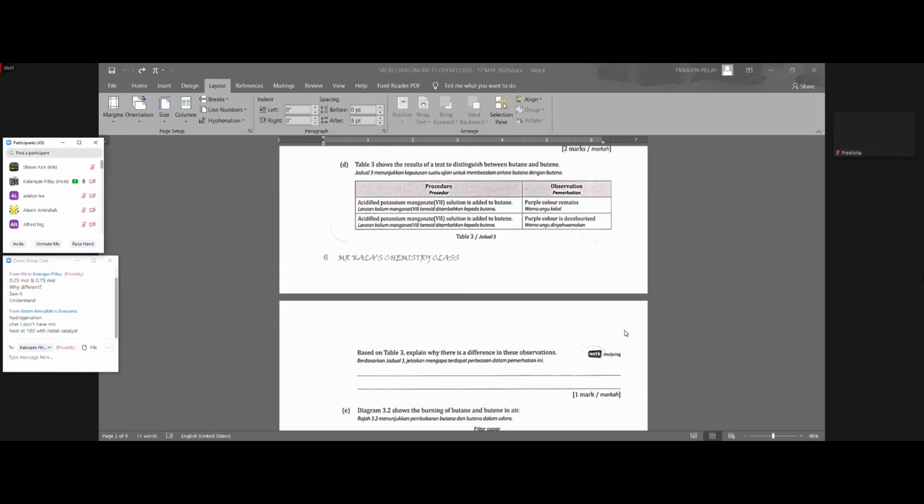I repeat again, put butene first, B-U-T-E-N-E. Butene is unsaturated hydrocarbon. Unsaturated is a double bond there between the carbon. While butane, B-U-T-A-N-E, is saturated hydrocarbon. That's how we explain. I repeat again. Butene is unsaturated hydrocarbon. That's why it changes color from purple to colorless, or the bromine water will also change color. But instead of adding bromine water, we add acidified potassium manganate 7.